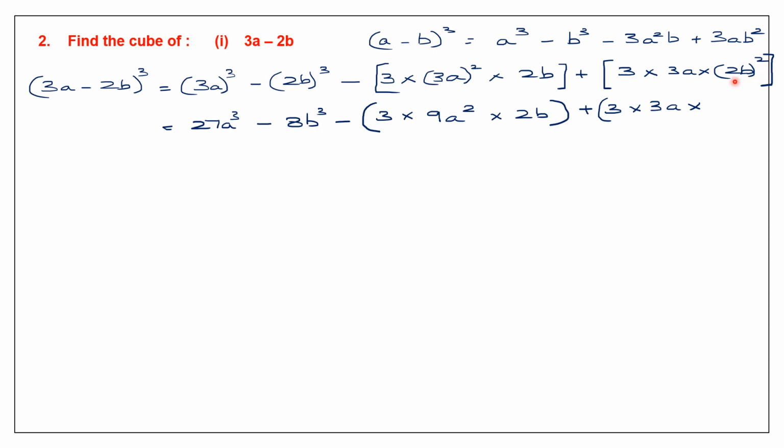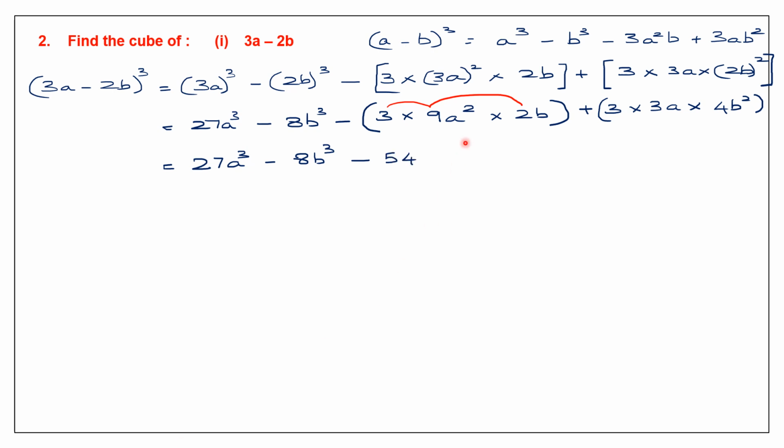2b square means 2 into 2, that is 4b square. So I've taken this slowly so that it will be easy for you to understand, though there is an extra step there. Now here 27a cube minus 8b cube minus. Now here we can multiply all the numbers. 3 9s are 27. 27 into 2, so we are multiplying this. 3 9s are 27. 27 into 2 is 54.